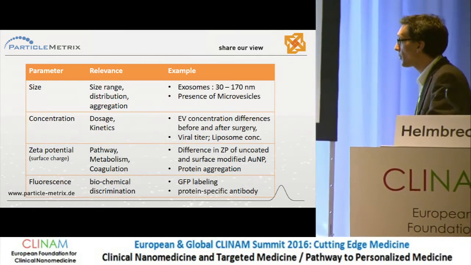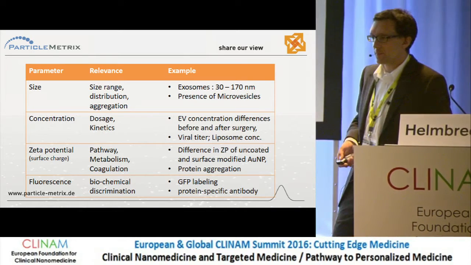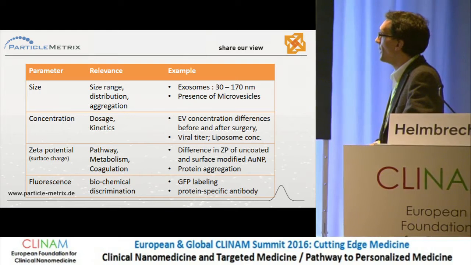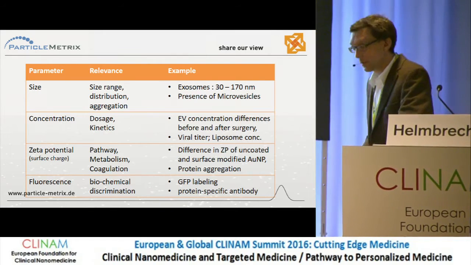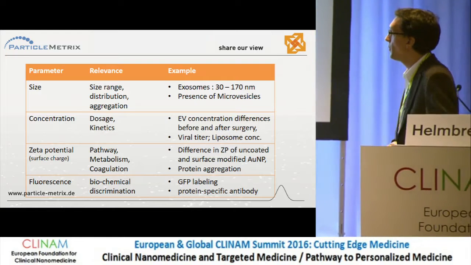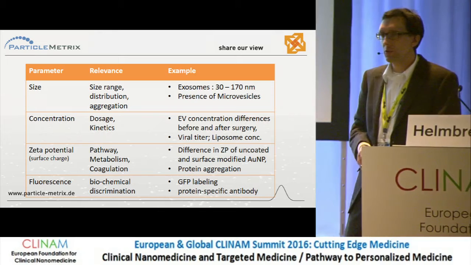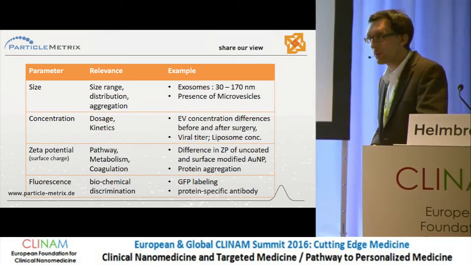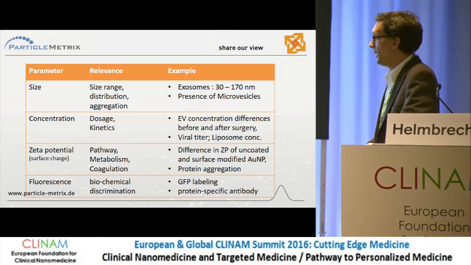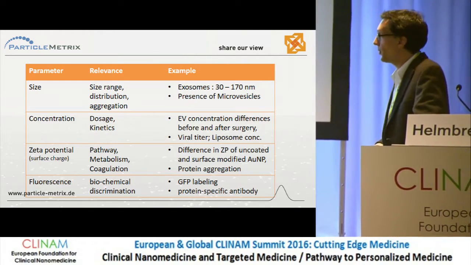So, just browsing quickly through the parameters, I guess most of you are familiar with the single parameter size. The size distribution is relevant, not only the average, but the full distribution. It gives you an idea if you have a homogeneous sample or more subpopulations regarding size, such as aggregation. Concentration, you can measure the particles per ml, which gives you an idea about the dose.